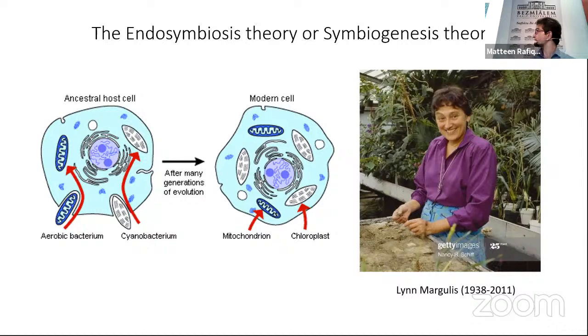So this event is basically at the origin of all eukaryotes. But we don't know how this happened, what the mechanism for this transition was. And our story, as I may be able to convince you, is a step forward in understanding this mechanism.